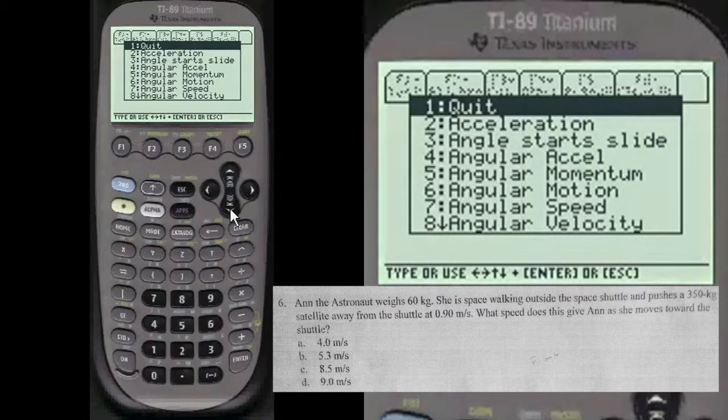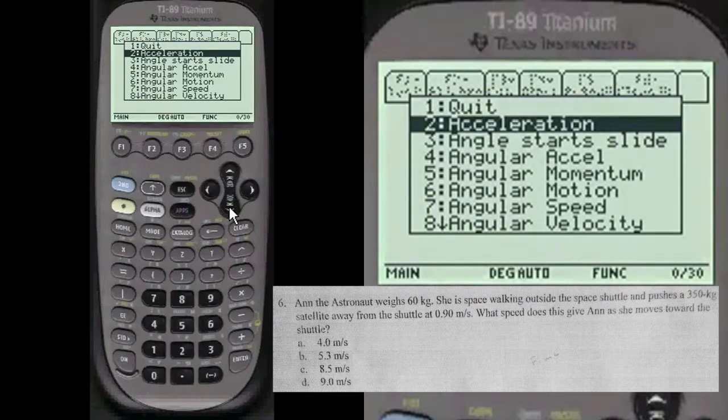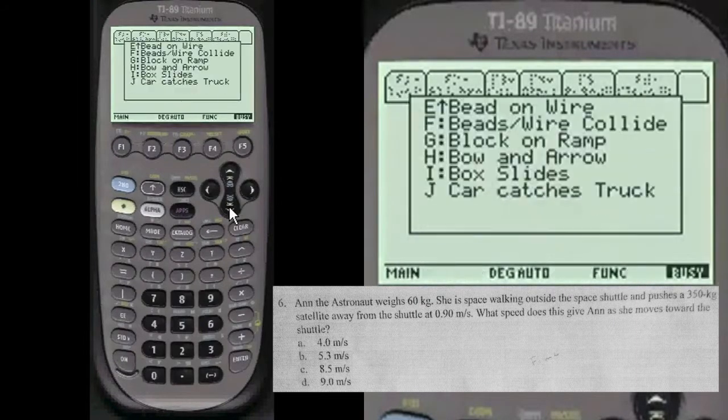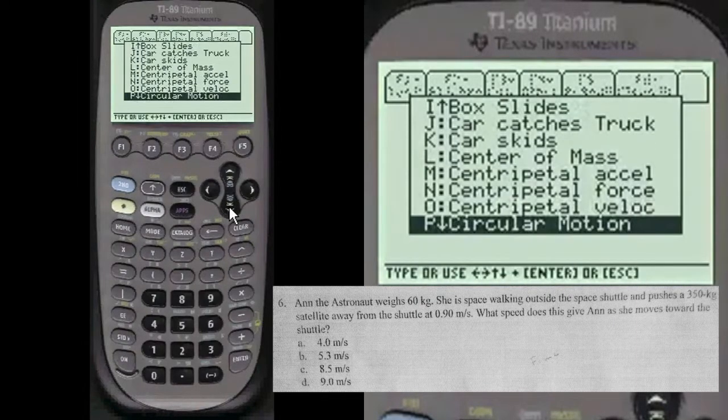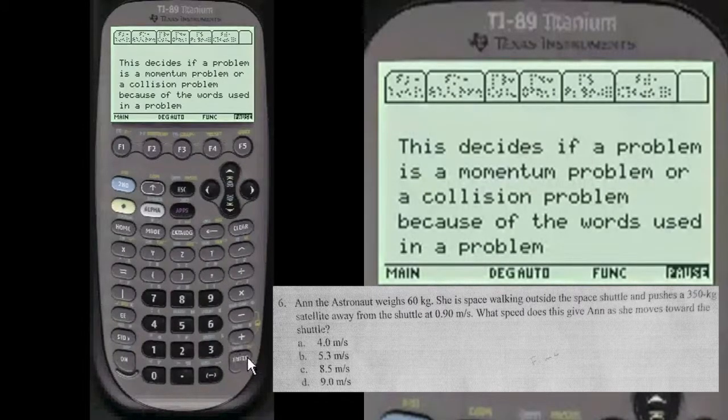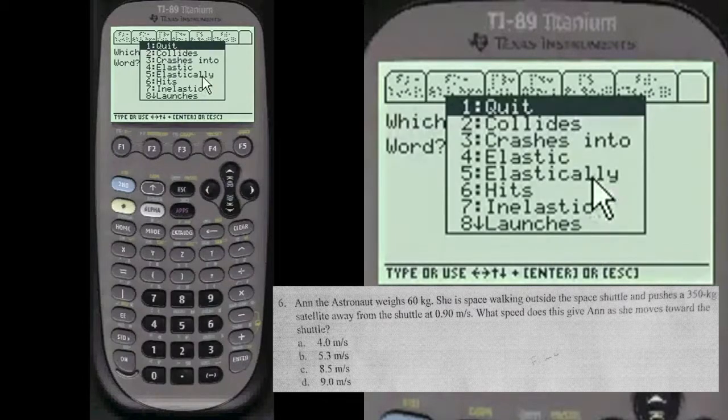Because we're dealing in momentum and collision, you have to practice with my programs a little bit and know that that's collision. You can actually go to momentum and either one of them would go to the correct program, but it's collision or momentum problem number 6. So we'll go on to collision here, and the next menu has a choice of words that the problems have. When you choose the one that's in the problem, it'll take you to whether it's momentum or collision formulas.